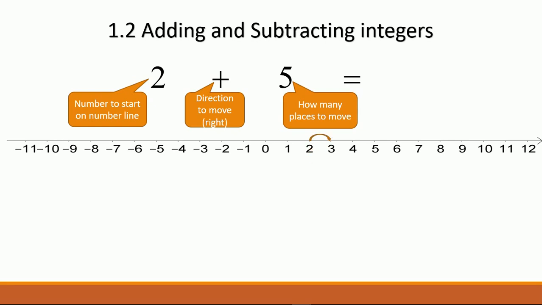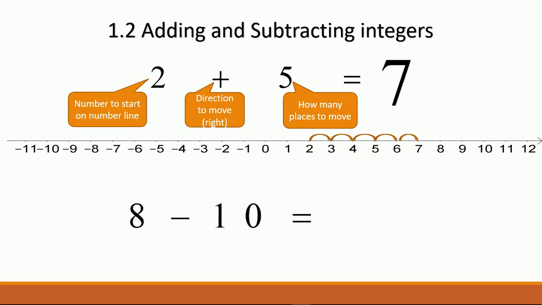So demonstrating that, we start at 2, our direction is to the right, so we're going to move 5 places: 1, 2, 3, 4, 5 places, we end up at 7, so 7 is my answer. Very easy to use a number line.